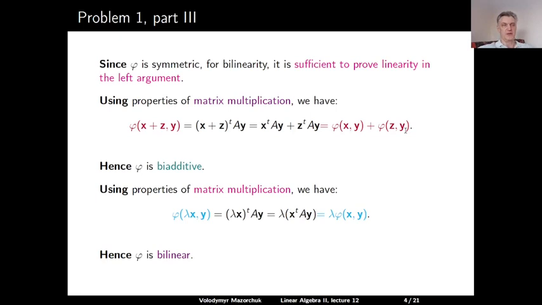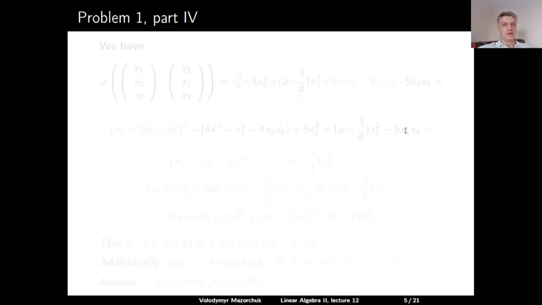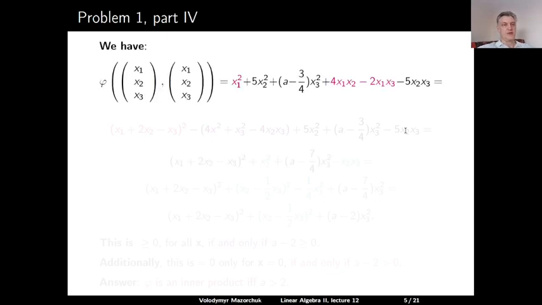They don't depend on a. So now let us check the final condition and find out for which values of a our function phi is positive definite. For this, we need to evaluate phi at the same vector x1, x2, x3 as a left argument and x1, x2, x3 as the right argument.